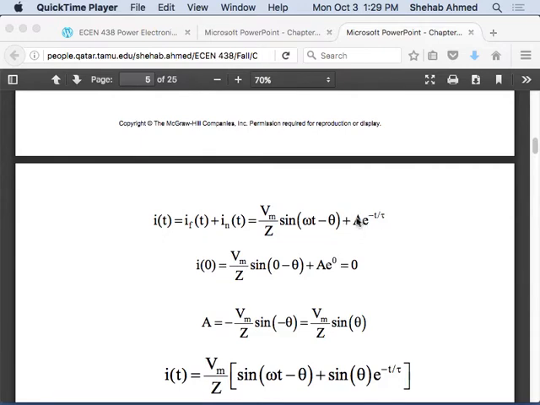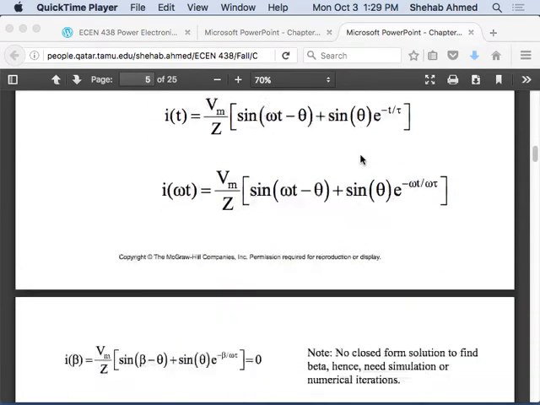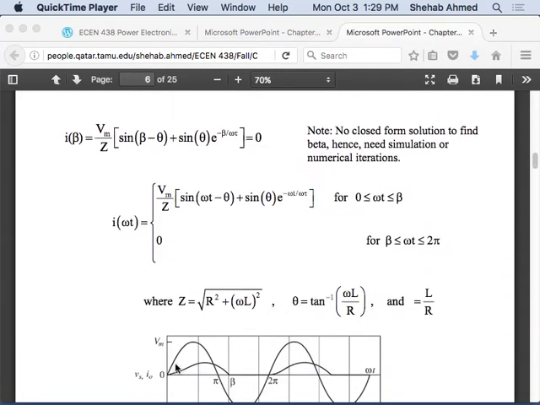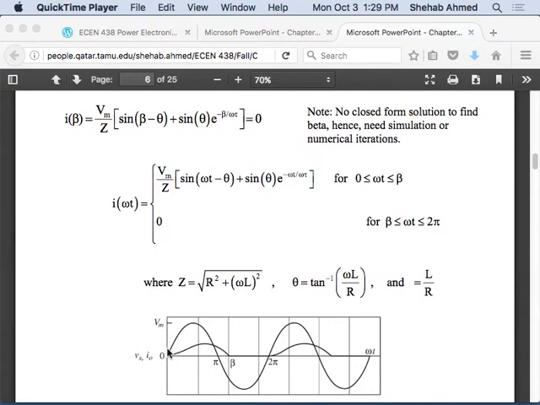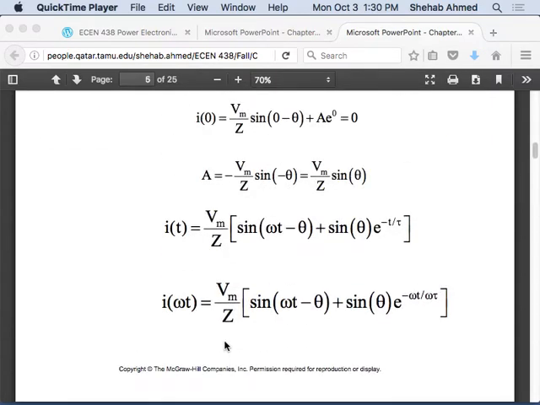It has a value of A. This A is an unknown, and we find it from initial conditions. What do we know about the current waveform? We know that at the beginning, i of 0 is 0. And we also know i of beta is 0. These are the two things that we know about the current: i of 0 is 0, and i of beta is 0.